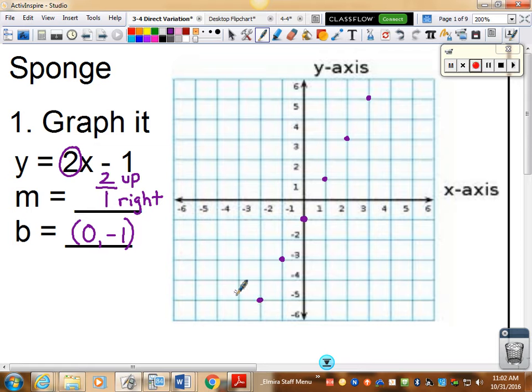Okay, once we have all of our dots, we need to connect them. Don't forget to put an arrow on each end and write the equation on the line. Y equals 2x minus 1. Now might be a time that you would pause for kids to catch up.